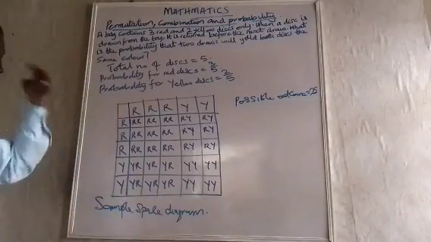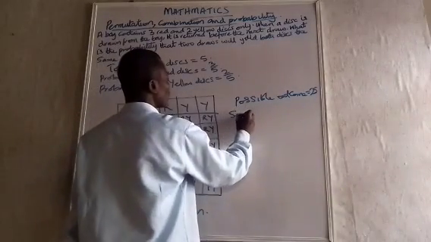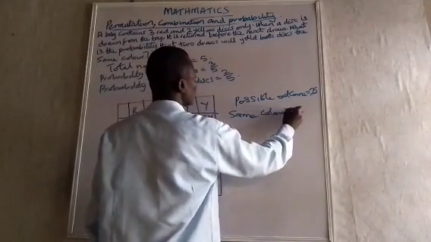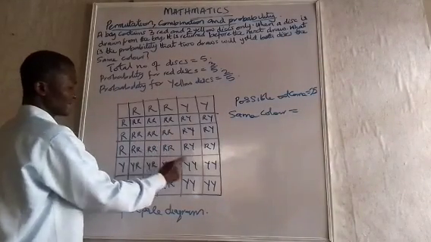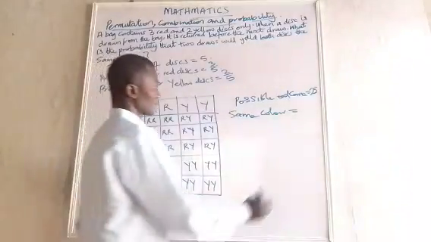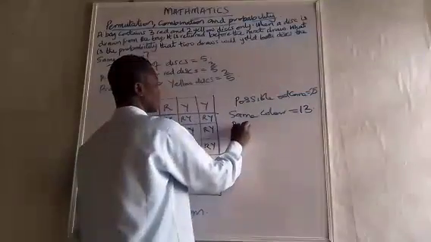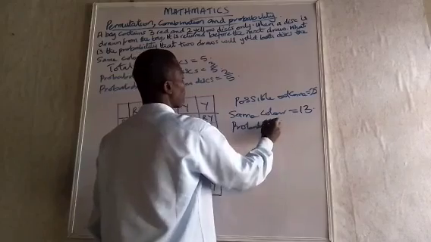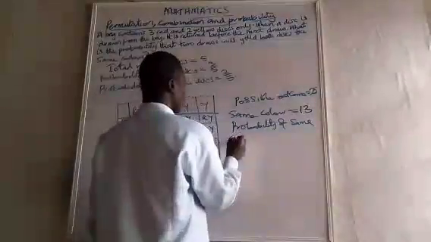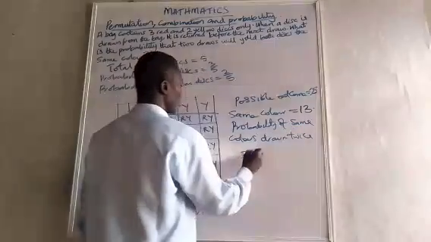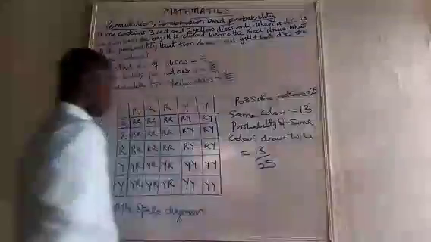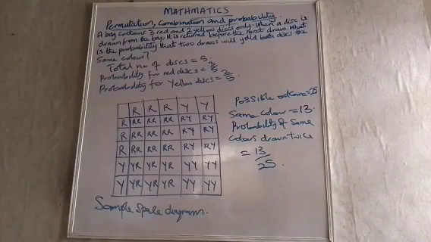Now, same color. Let's check the same colors: 1, 2, 3, 4, 5, 6, 7, 8, 9, 10, 11, 12, 13. So, probability. And the probability is not affected either in the first case or the second case.